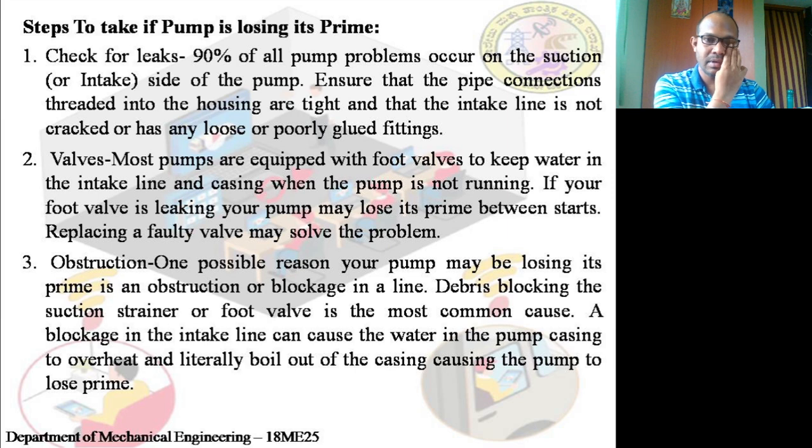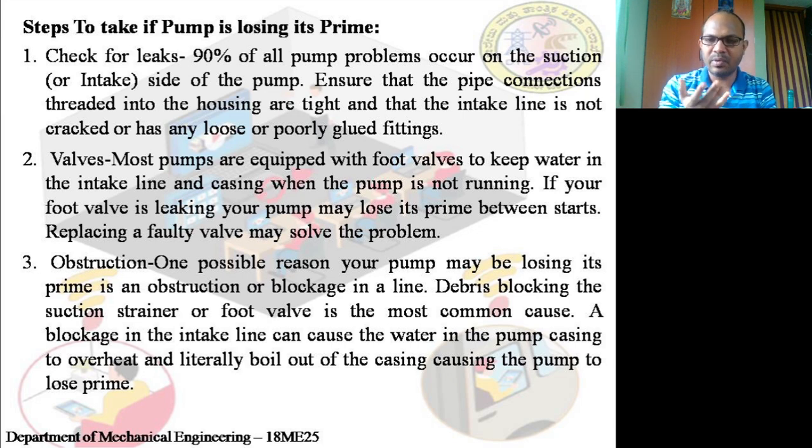Then the obstruction. One possible reason your pump may be losing its prime is an obstruction or blockage in a line, such as debris blocking the suction strainer or a foot valve. Debris may be dust particles, sand particles, or leaves, or any sediments in the liquid which may come and block the strainers. The strainers are nothing but a filter, right?